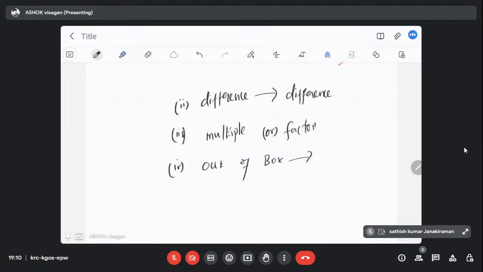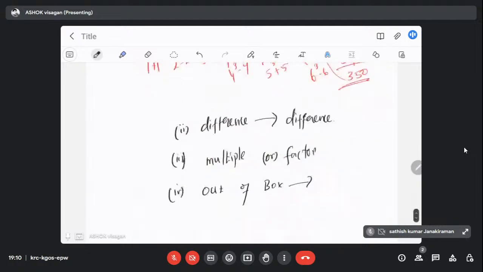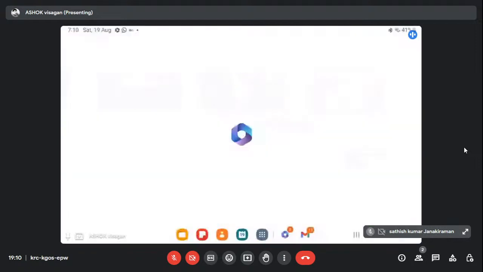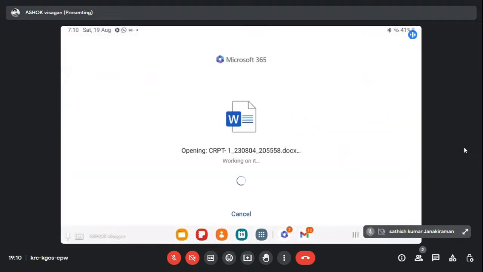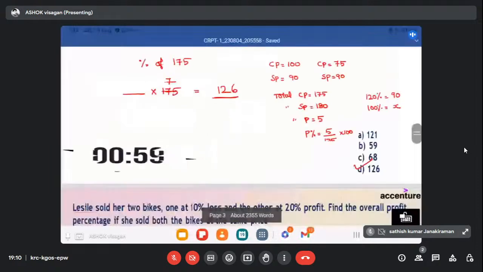So we only have 4 types of number series questions. One is the special series question. Another is a question with difference of difference logic. Or the question may be framed using the concepts of multiples and factors. And the last one is out of the box logic. So here I will show you some questions. Just solve them and guess the answer. Those who are watching the video, please try to guess the answer for this.